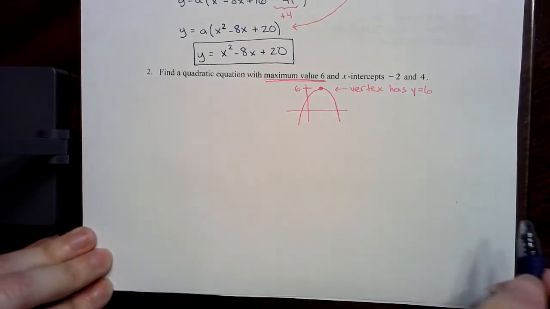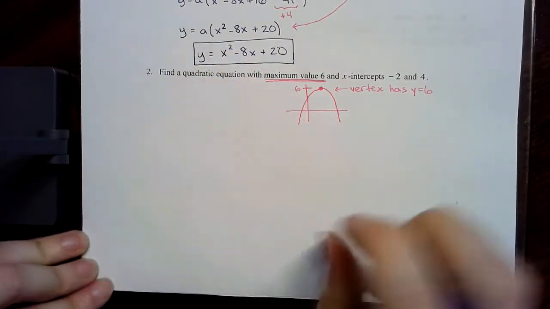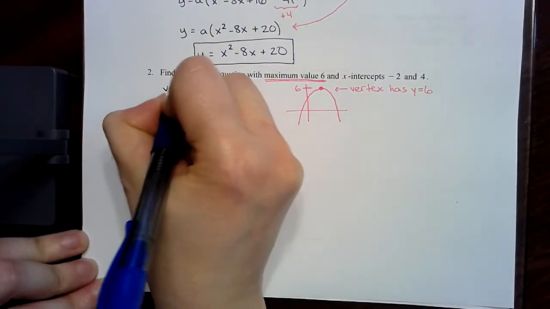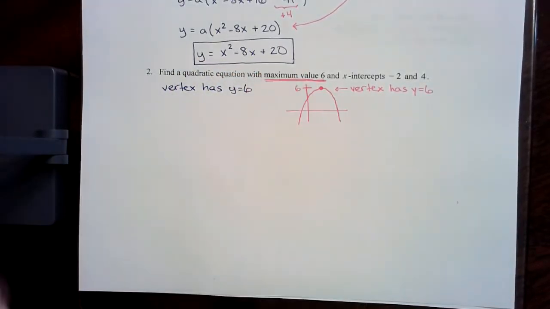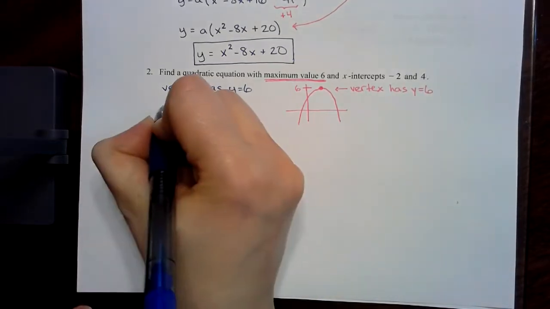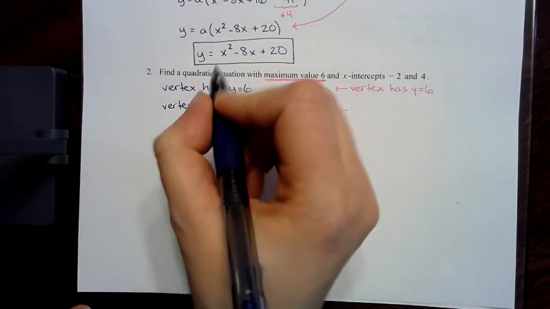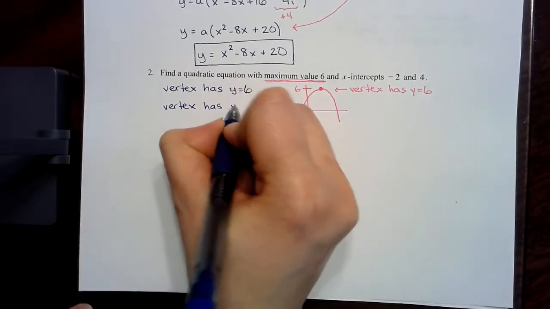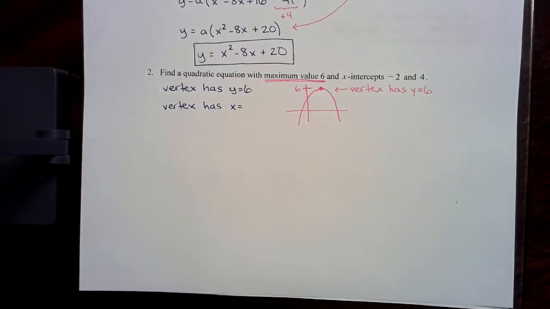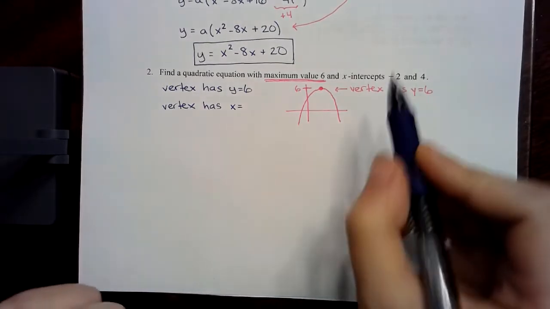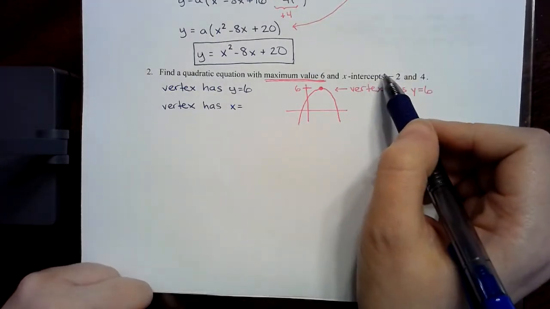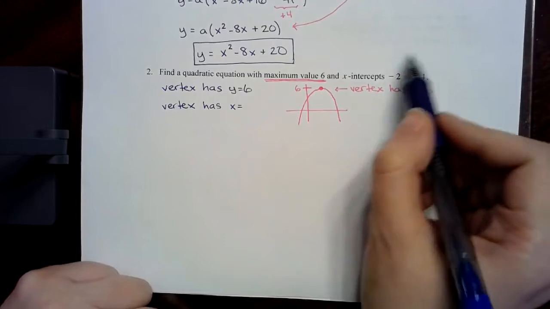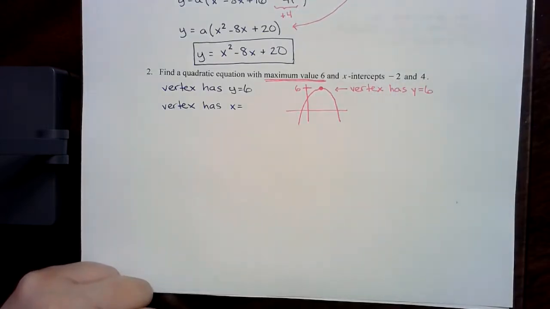So let's collect that into some usable information. I know from the problem that the vertex has a y of 6. And that's only going to be helpful if I also know the x value of the vertex. But I can find that from my x-intercepts, because if I want to know the x of the vertex, I can average the x-intercepts.